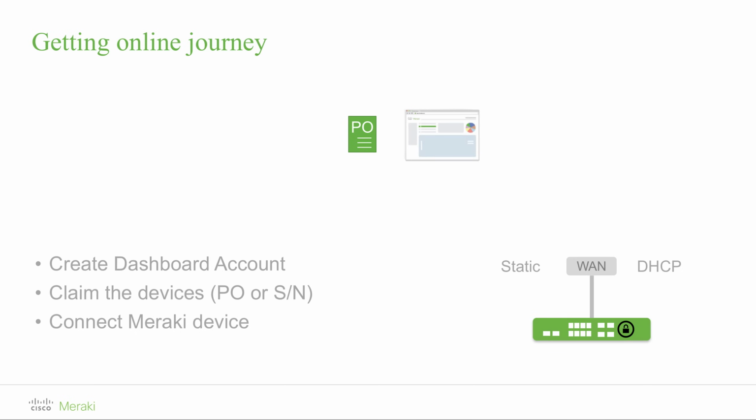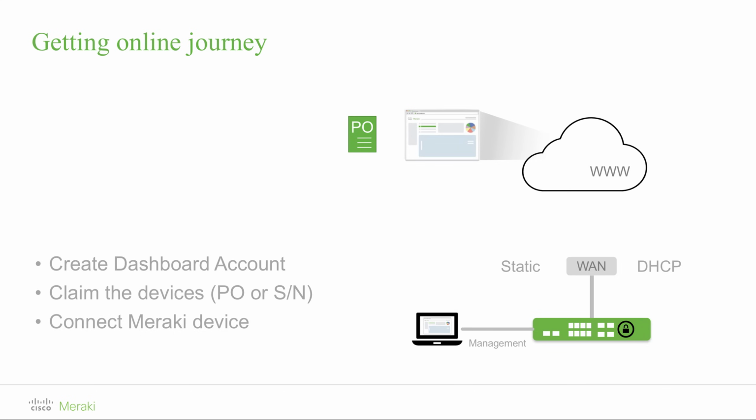In this instance, we need to change the WAN interface configuration on the MX to be configured with a static IP. And to do this, we need to connect a laptop to the management interface of the MX. And then once that happens, you'll be able to access what we call the local status page of the device. And the local status page will allow you to change the configuration of the WAN interface as well as some configuration on the LAN side if you want to.